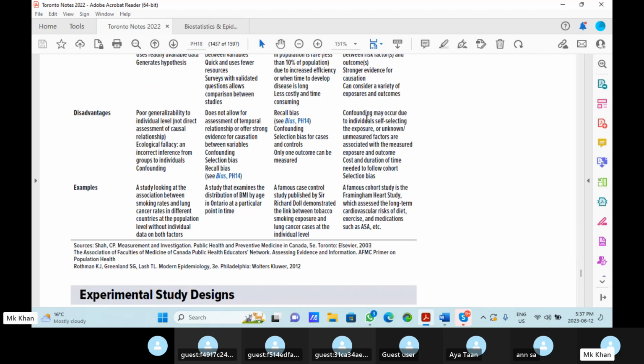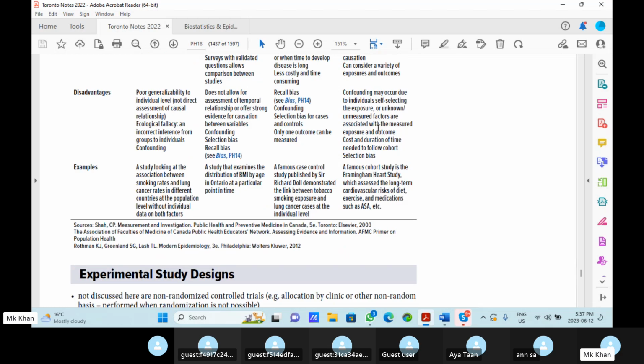So the disadvantage, confounding may occur due to individual self-selecting exposure. Unknown, unmeasured factors are associated. So suppose we are checking one risk factor and the outcome of the disease, but there can be the confounders, like the other risk factors can be present that the patient have not mentioned or it is not included in the study. So those are the factors.